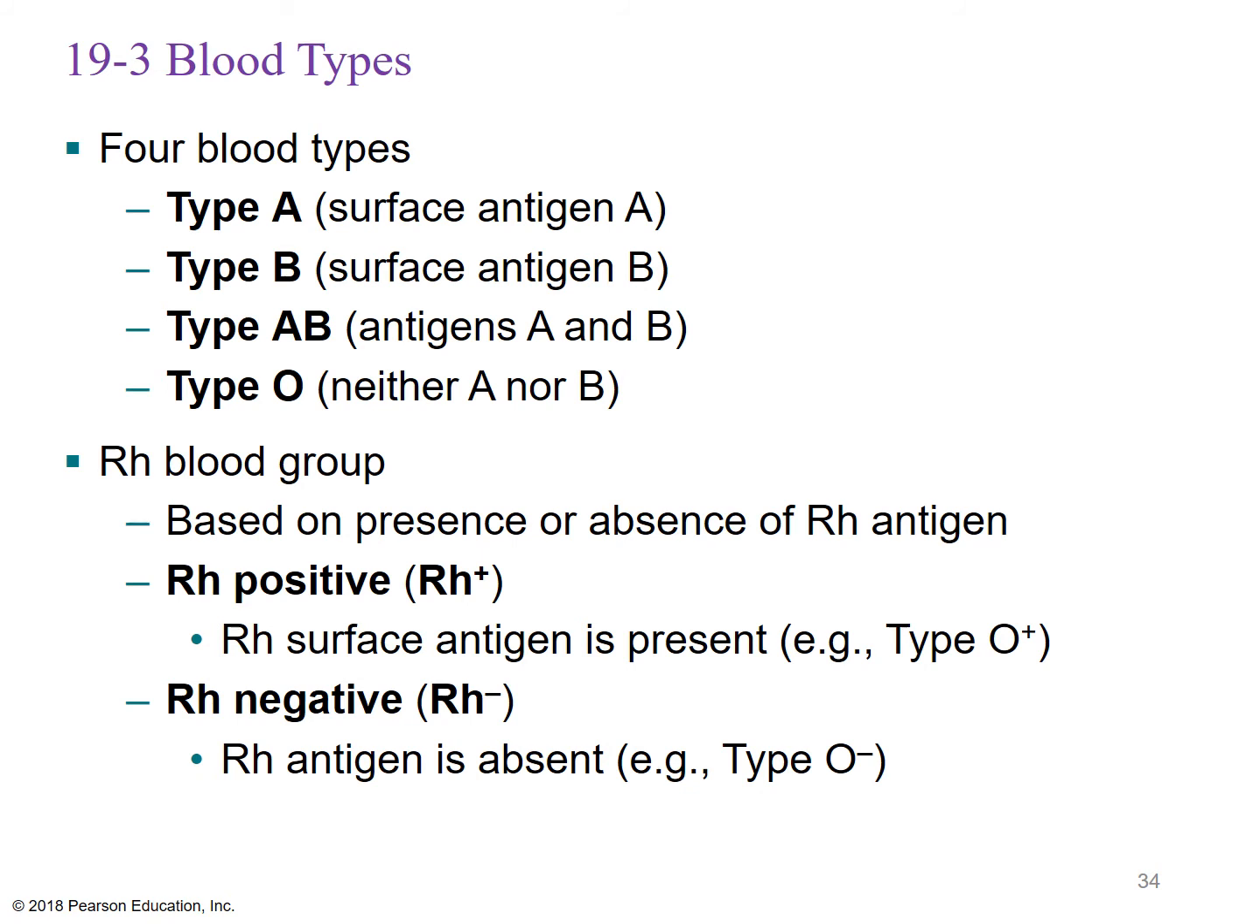For the Rh blood group, this is going to be based on either the presence or the absence of the Rh antigen. Obviously, if it's present, then we're going to say that this is an Rh positive. It is present, it is there. If it's Rh negative, then that means it is absent, it is not there. So we would have type A positive, meaning surface antigen A, and we have the presence of the Rh antigen. Type A negative means we have surface antigen A only. There is no Rh antigen, and so on and so forth with the other blood types.